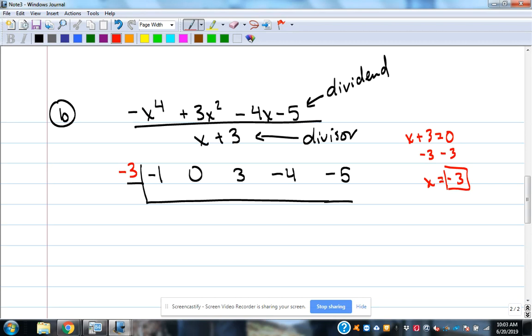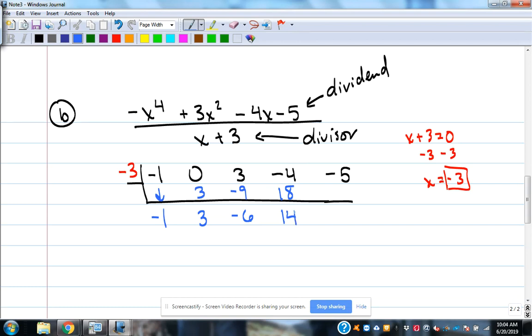Let's drop that down. That's a -1. And then multiply. -1 times -3, +3. Add. Get back a +3. Multiply. 3 times -3, -9. Add. Be -6. Multiply. -6 times -3. It's going to be +18. Add those together. -4 plus +18.